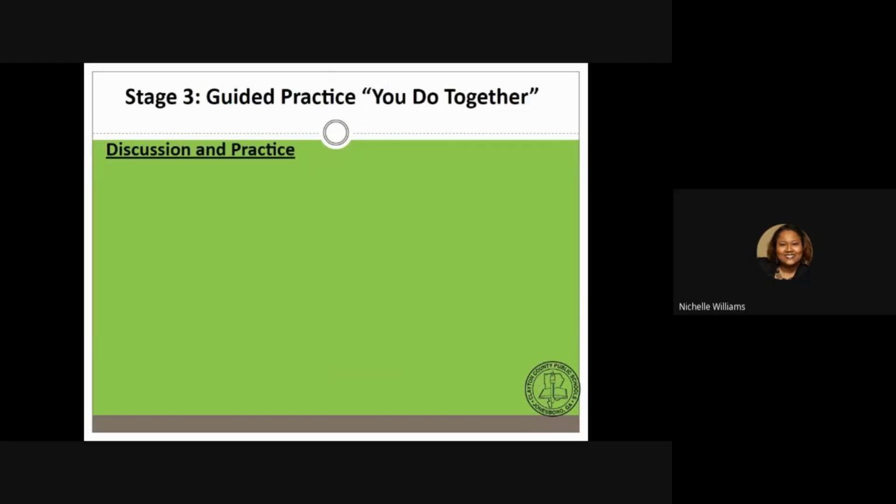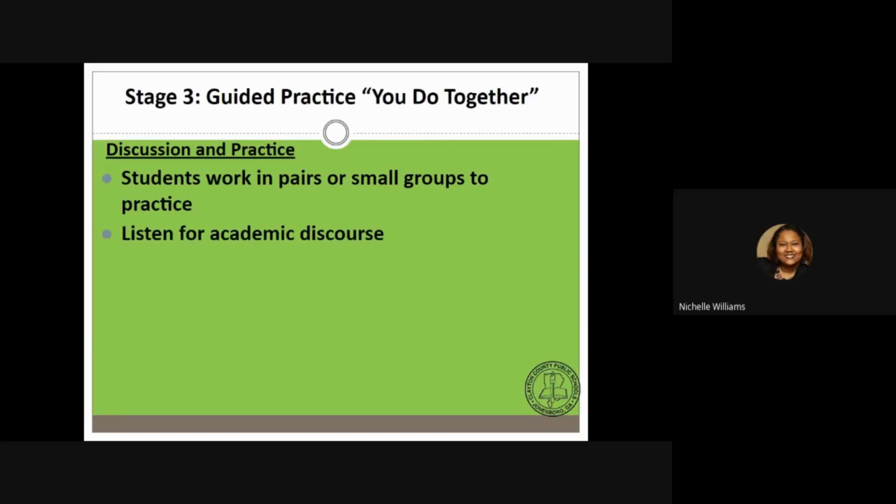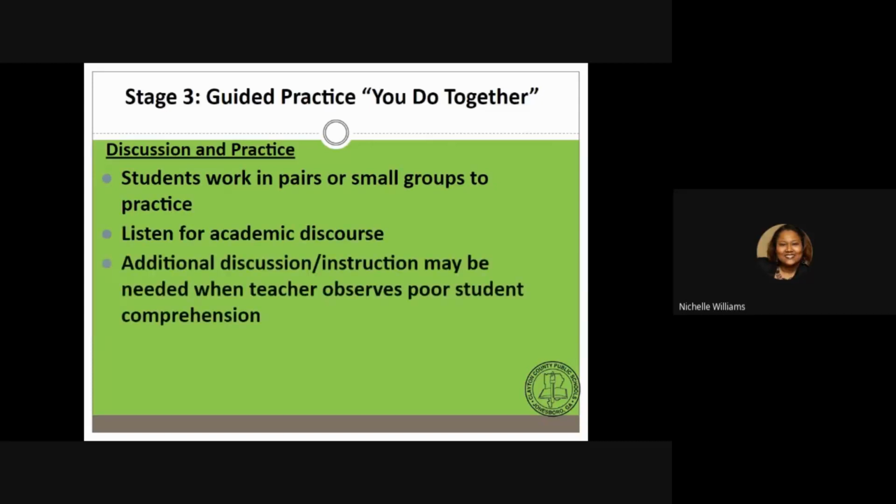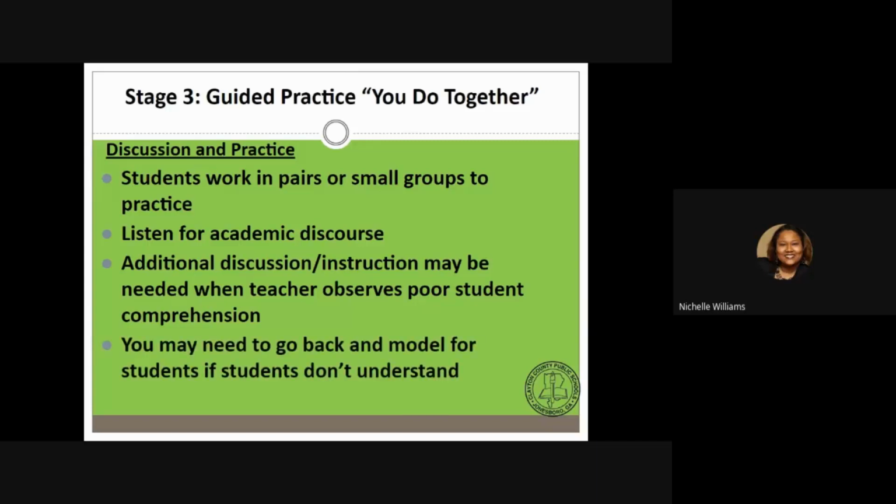Then with the guided practice you do together, the students are now moving into small groups or pairs. You're listening for their level of discussion through academic discourse. And then you determine, do you need to provide further instruction? Do you need to model again? Do you need to pull a small group and work with one group only? Sometimes you may have to go back to the beginning and model again if you get too many questions or too many students that do not understand. And of course, again, during this time, you also provide that corrective feedback.